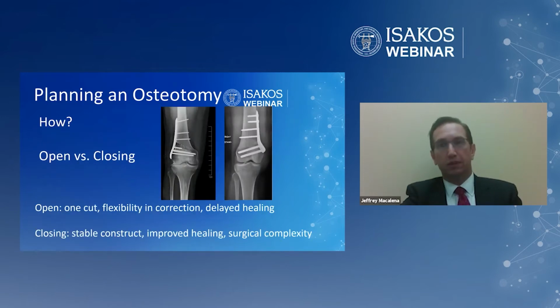One of the big discussion points and decisions that you have to make when you plan an osteotomy is whether you're going to choose an opening or closing wedge osteotomy. These are really the two workhorse types of osteotomies that we have. And we're going to have some specific talks on that later, so I don't want to take their time either. But in general, when we decide between the two, the benefits of an opening osteotomy is it's only one cut, and there is flexibility in dialing in that correction. The consequence is obviously delayed healing across the osteotomy site. Similarly, closing wedge osteotomies are beneficial for a stable construct, potentially improved healing, though it can be a little bit more surgically complex.